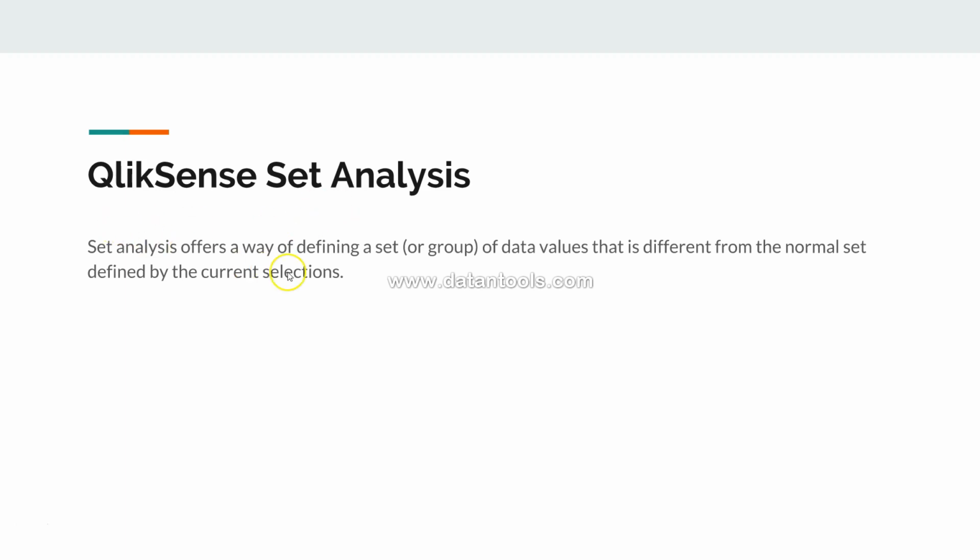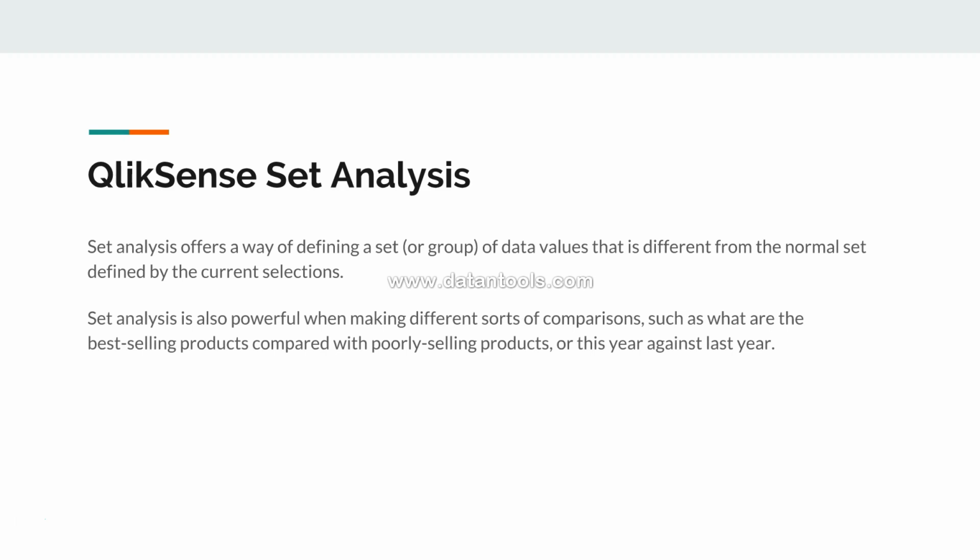So now you can easily understand that this is the normal set defined by the current selection, your normal state that we have been doing so far. But set analysis offers a way of defining a set or modifying the way your calculation is specified. Now let's see an example. Set analysis is powerful when making a sort of comparison. For example, you want to compare the poorly selling products for this year against the last year. If this is the difference you are really looking for, you can achieve it with the help of set analysis.